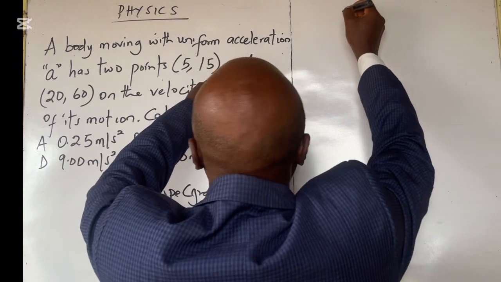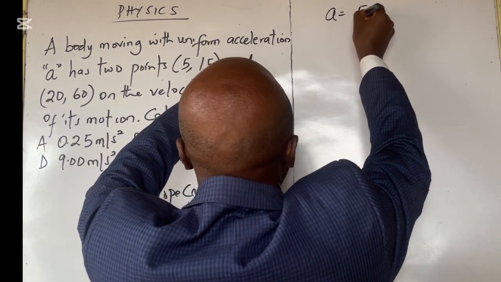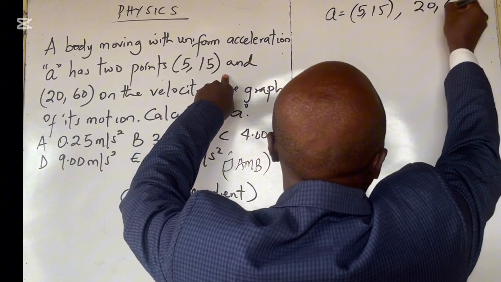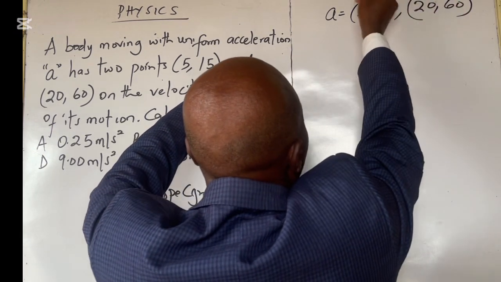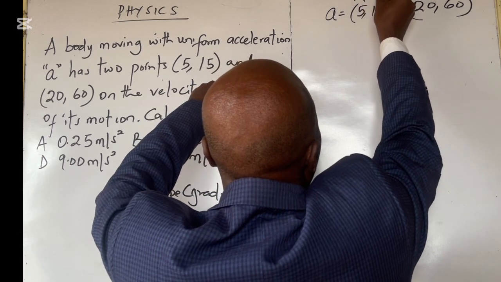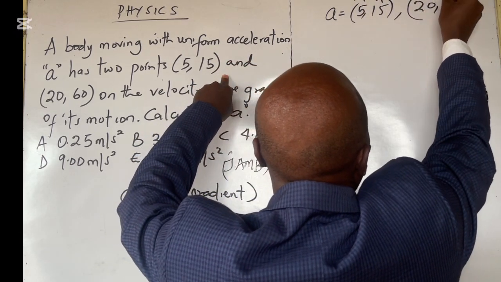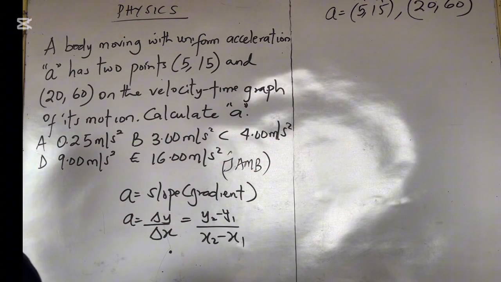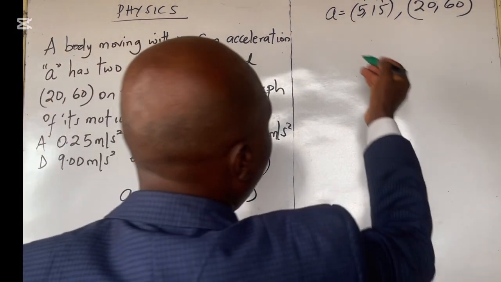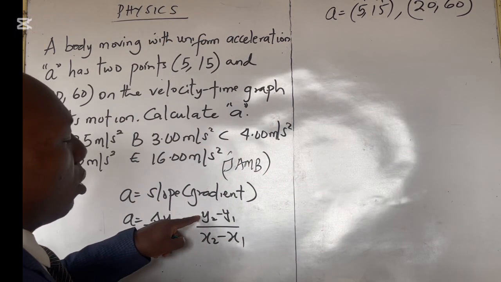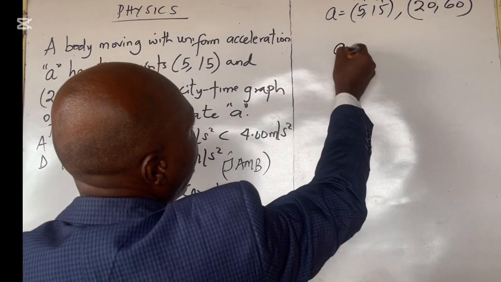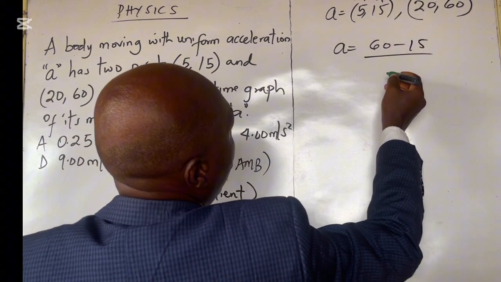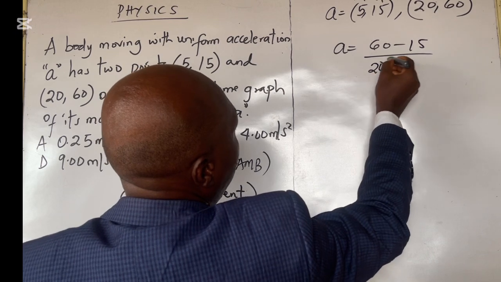So we have the points 5, 15 and 20, 60. Let's label them x1, y1, and x2, y2. That's how to label coordinate geometry. When we apply the formula now, y2 is 60, y1 is 15, x2 is 20, x1 is 5.